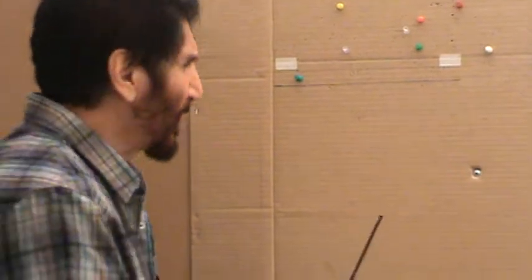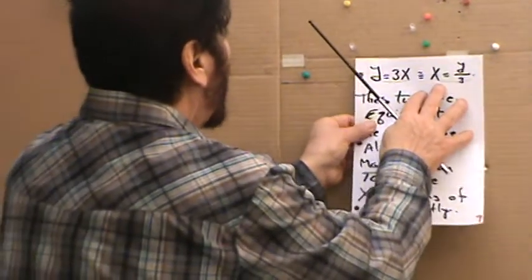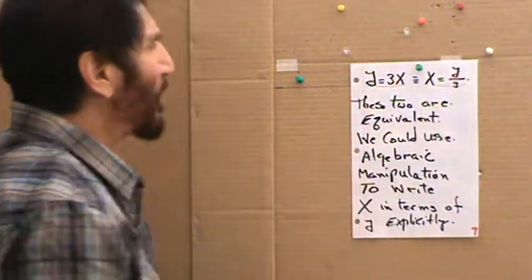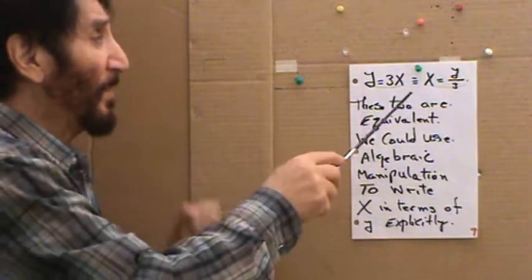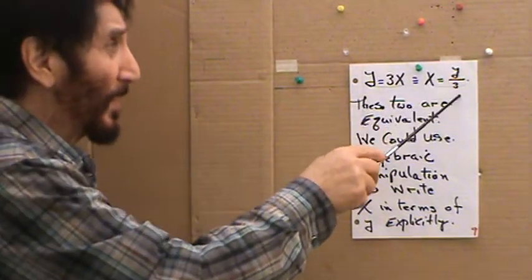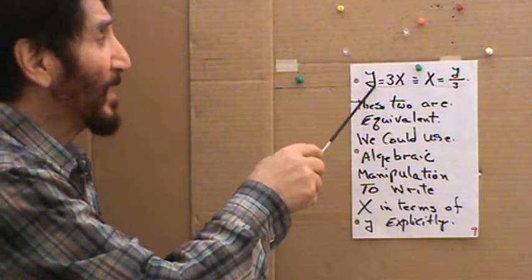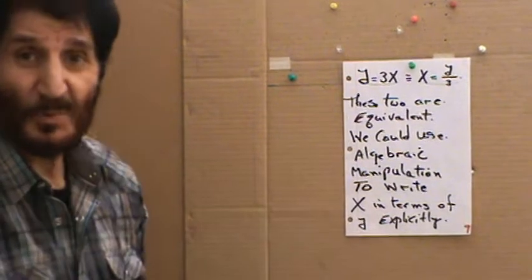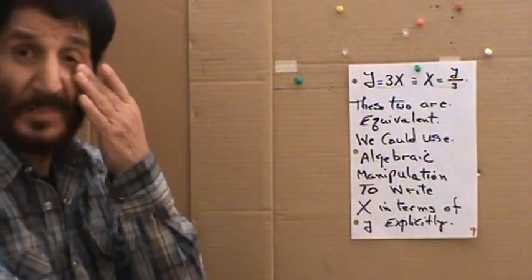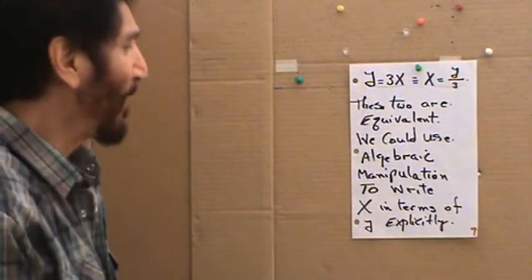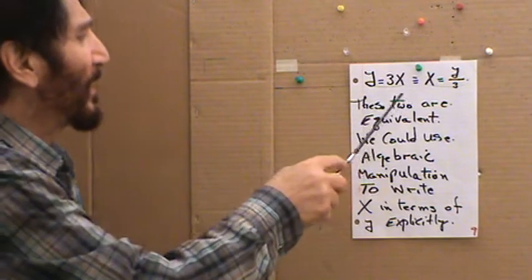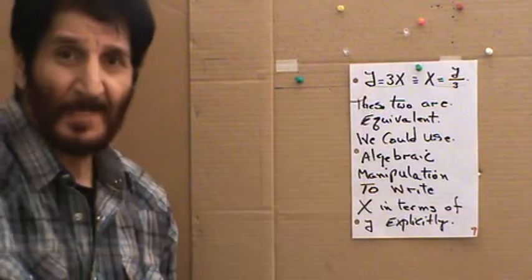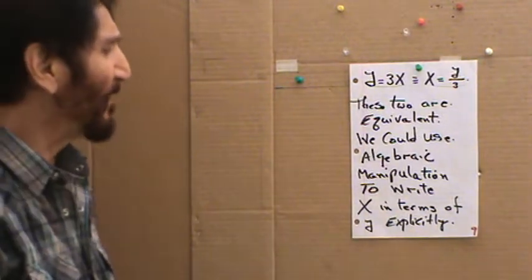Now, going back to the examples that I brought up first, y equals 3x, which is equivalent to x equals y over 3. In this case, y is written in terms of x. In this case, x is written in terms of y, but the rule of correspondence between the two remains the same. Now, the way that we obtained this one, we divide both sides by 3.